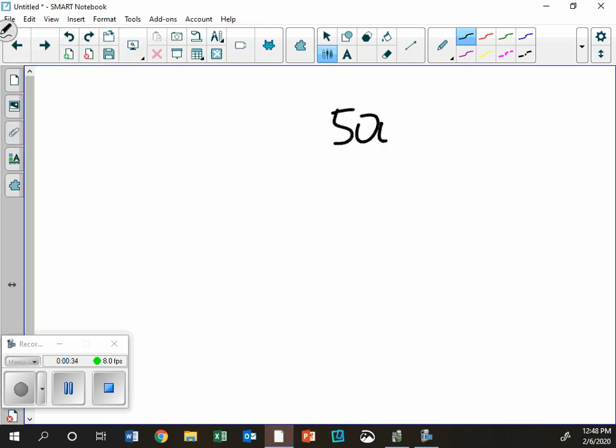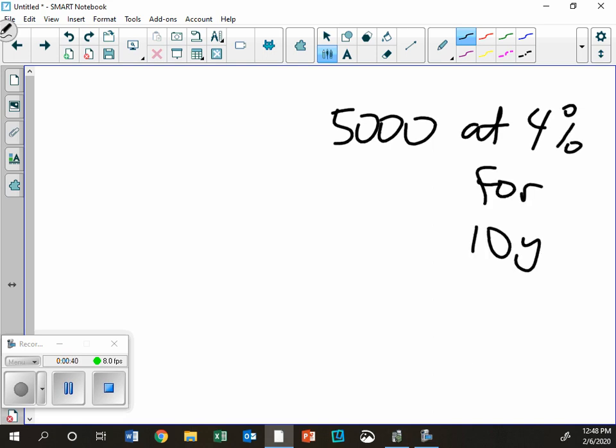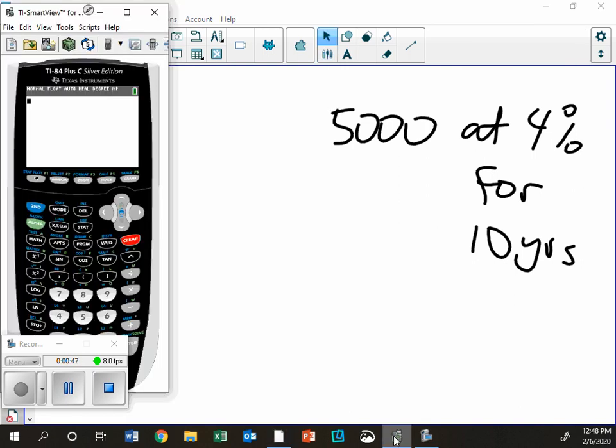$5,000 at 4% for 10 years. All right, I'm going to pause for a second while you use what you already know to put that into your calculator. And then we'll adjust it and start talking about how in the real world there's actually things that happen monthly that affects your answer. Pause while you put that in.